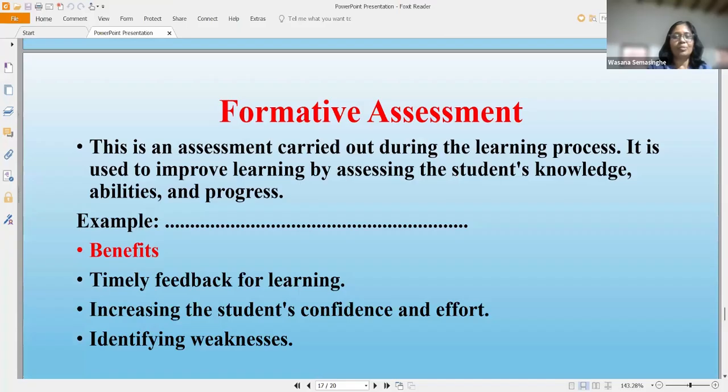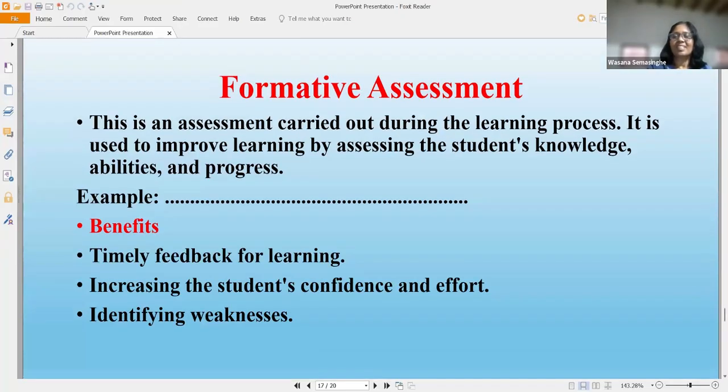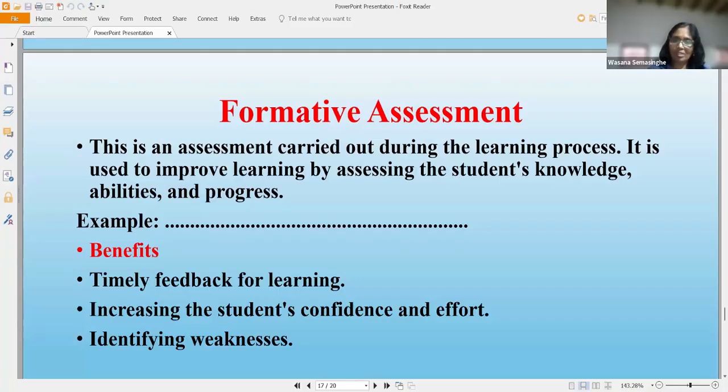Then we come to formative assessment. What do you mean by formative assessment? Assessments that are carried out during the learning process are called formative assessment. They assess the student's knowledge, ability, and progress. As an example, can you give me an example? During the learning process, you give them group work and we assess how they worked. So that is formative assessment during the teaching learning process.